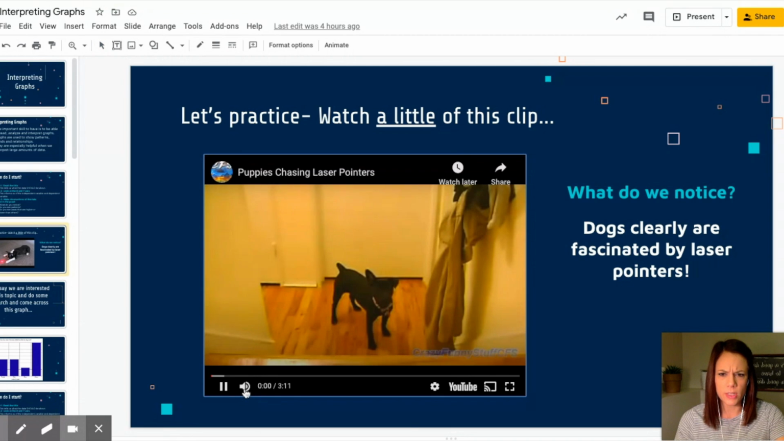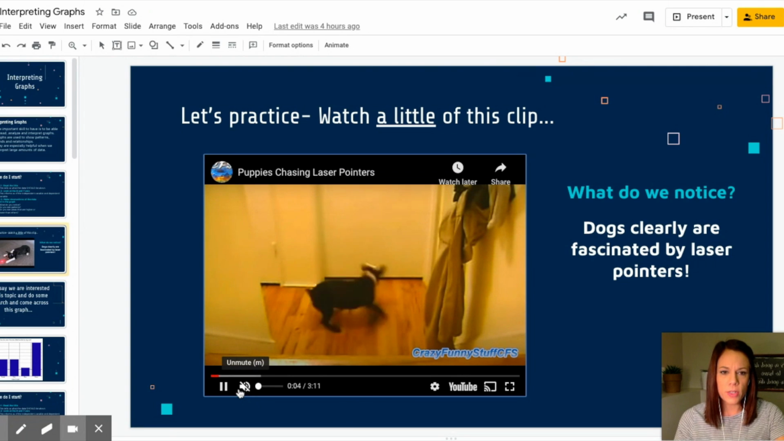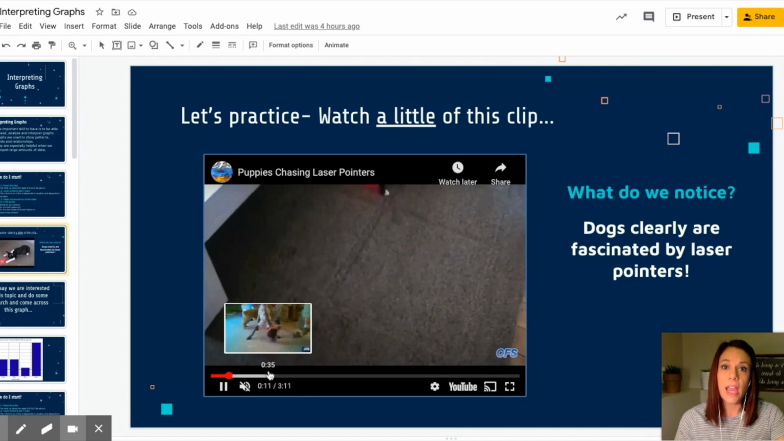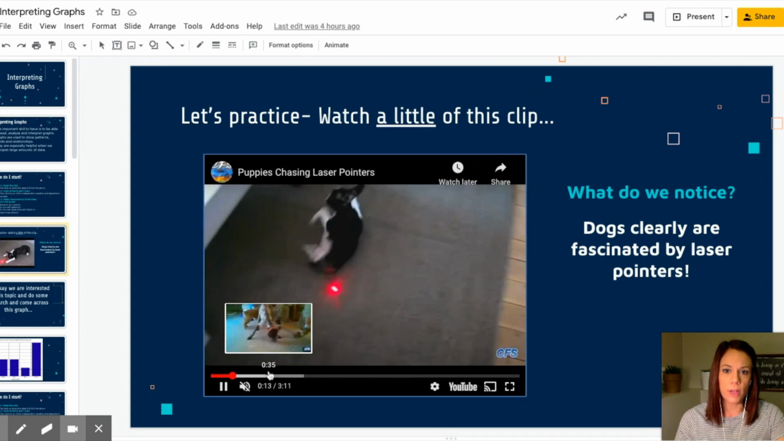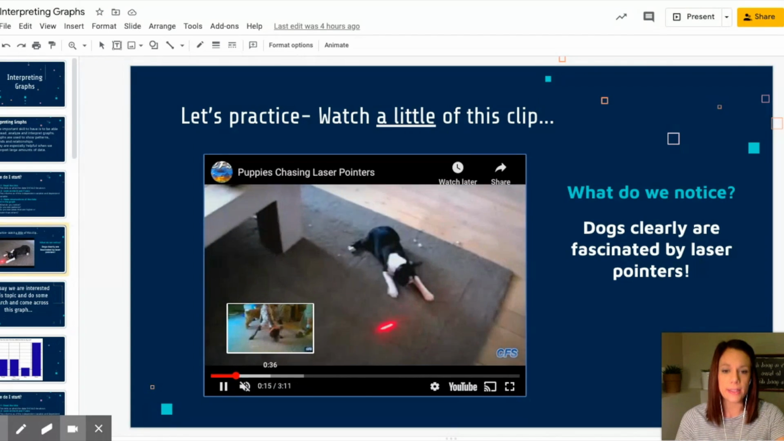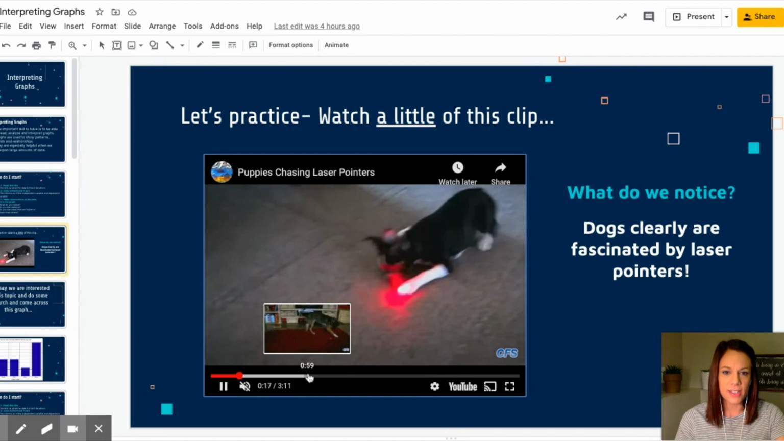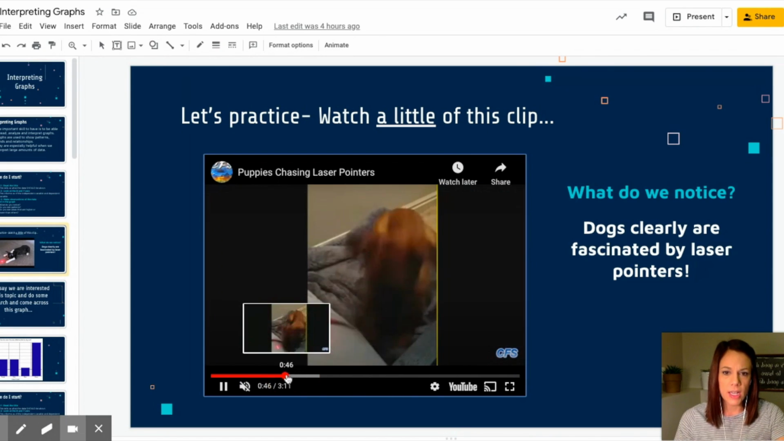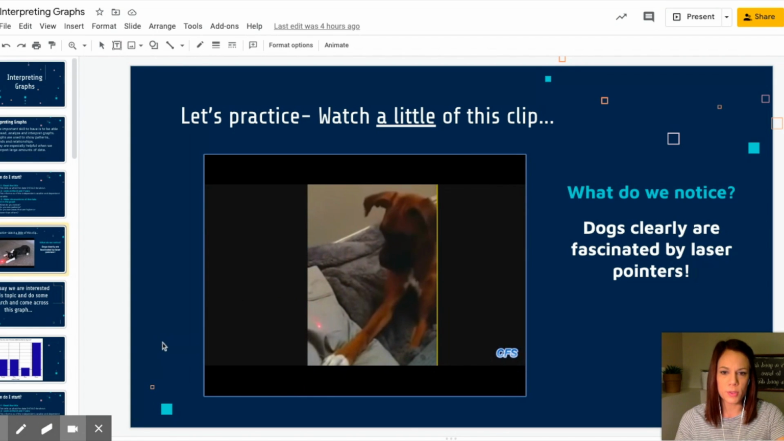I'm going to mute this because I don't know if there's inappropriate words being thrown about, but you can see here that when we watch this little video clip, clearly dogs are kind of crazy, and cats too, about laser pointers, right? This one throws its body at the light, at the laser. So something's going on here with dogs, pets, and laser pointers. That one's super cute. He uses his paw.